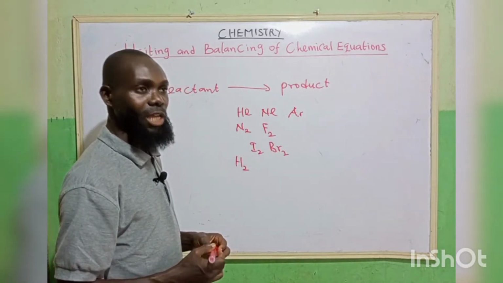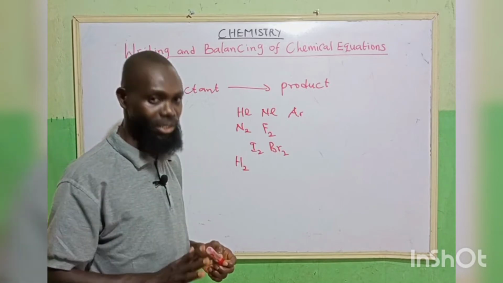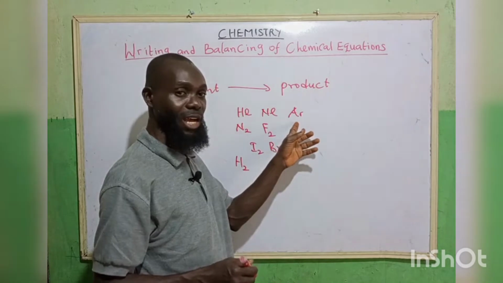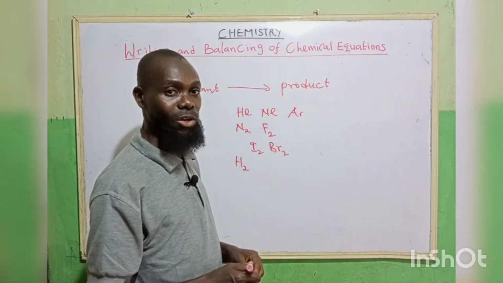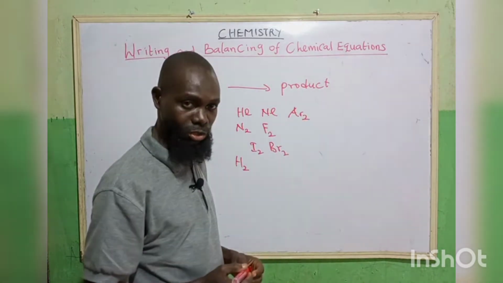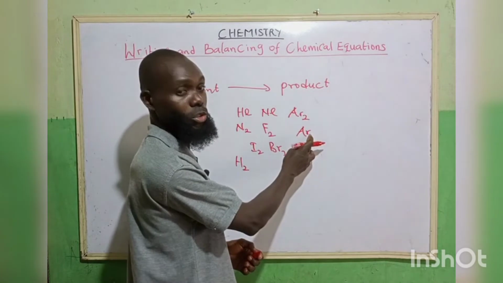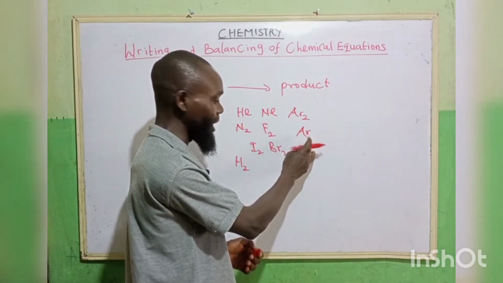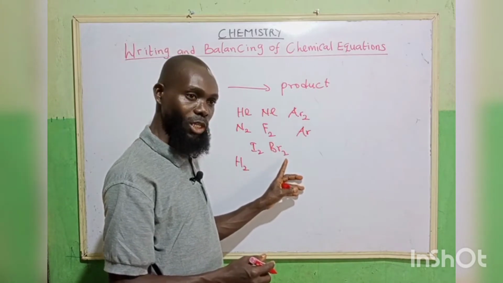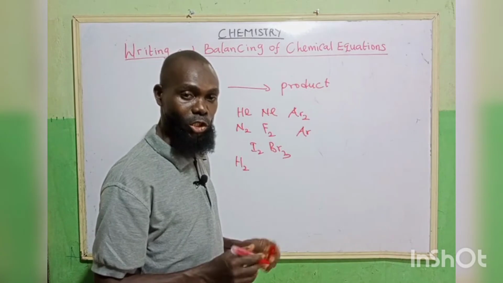Secondly, do not change the subscript of the chemical elements. Like normally, argon is Ar, and I want to balance argon. You now write a number here, 2. It is not done. The natural element is Ar and the subscript is just 1, so you don't change it. Unlike Br2, bromine, the subscript is 2. You don't change it and put 3. So do not change the subscript.